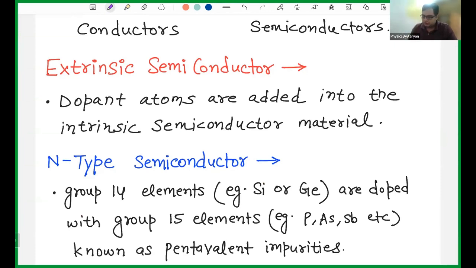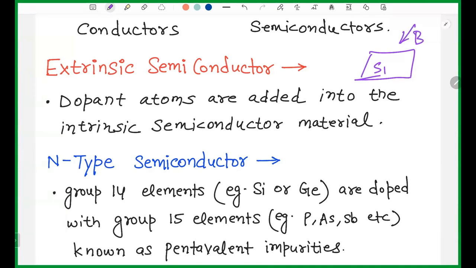Let's say I give you silicon and I say, okay, dope it with some other atoms. So if it is silicon, add boron in it. How do you add boron in this? Any guess? Diffusion, sir. Diffusion we do. What do we do, heating? No, we cannot heat. We have to put boron inside. How do we put boron inside this silicon?